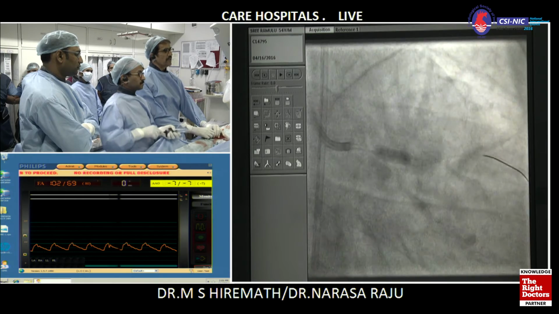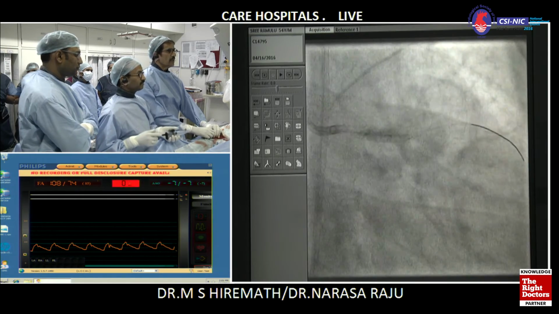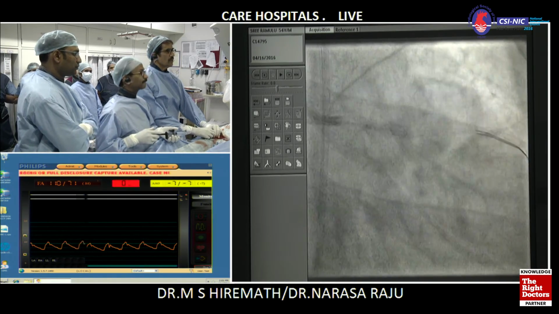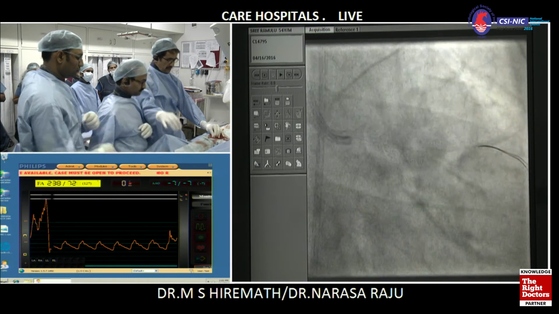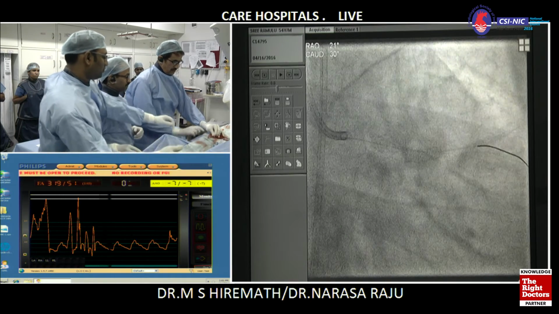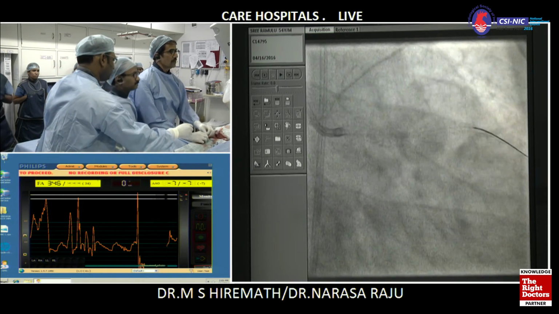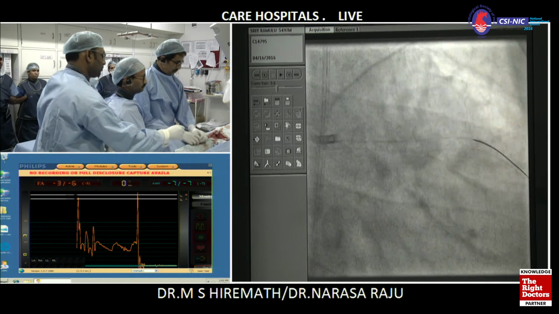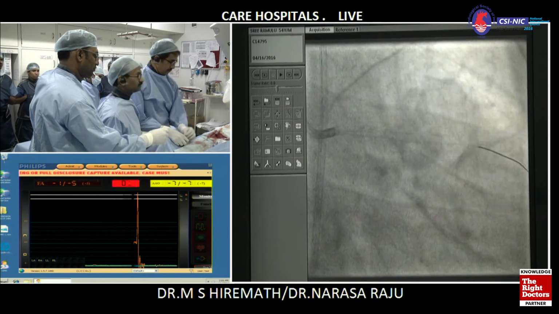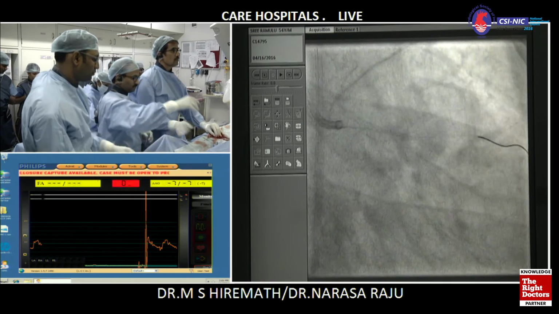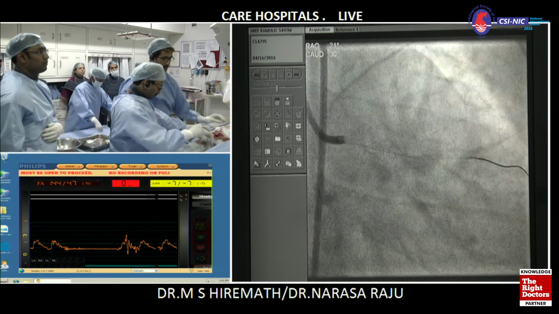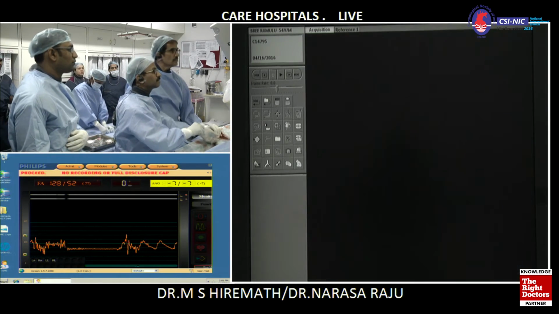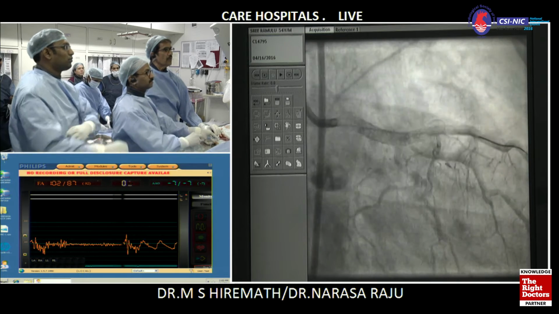So we'll quickly take a picture before you leave us. Ready with contrast? Yeah, ready with contrast. So go LAO caudal, please. We said we'll balloon dilate the stent.